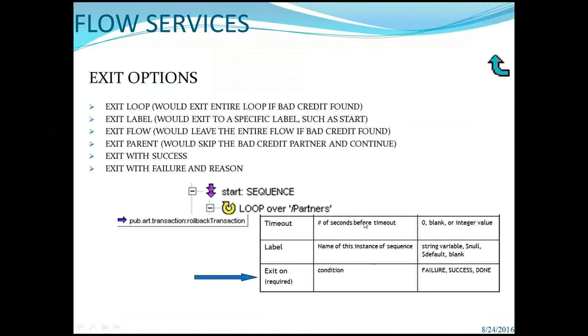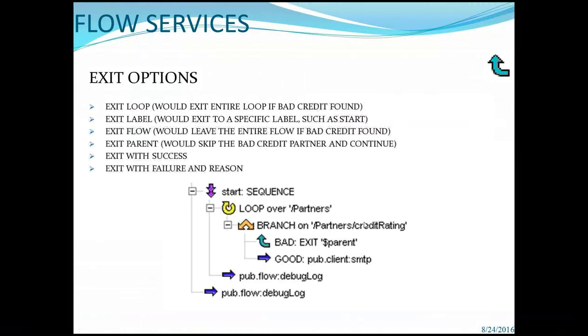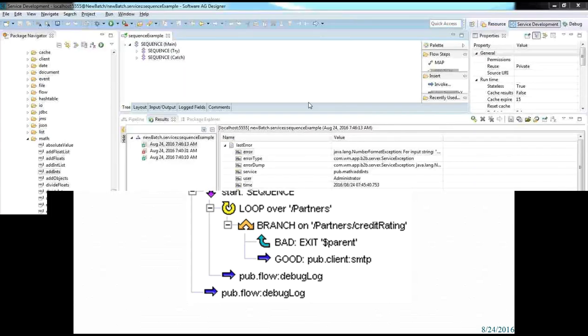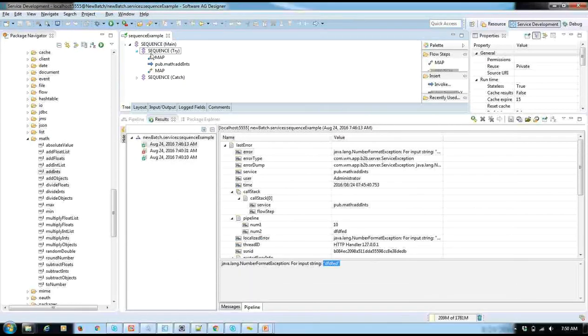Next will be the exit. If you want to exit from some place, for example you are executing a service but suddenly you see a failure and you want to exit from there and not continue. If you see the sequence here, the try catch block, it will exit only when there is a failure.